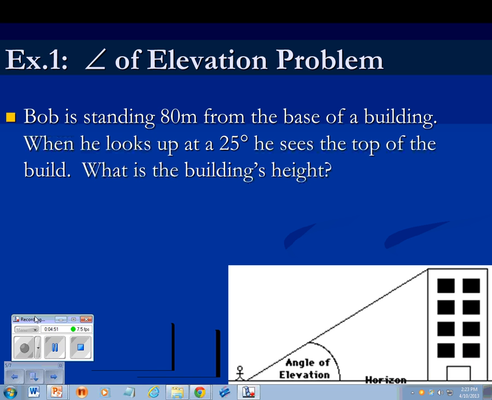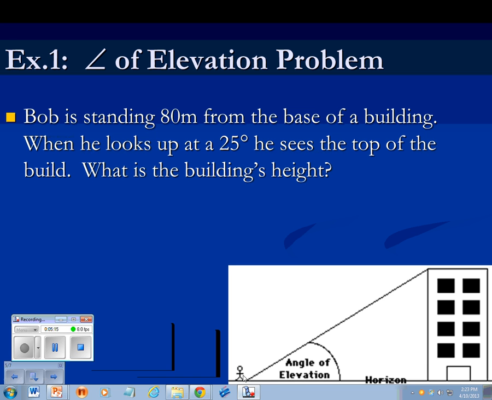Now, we have some examples for the angle of elevation. Bob is standing 80 meters from the base of a building. When he looks up at 25 degrees, he sees the top of the building. What is the building height?